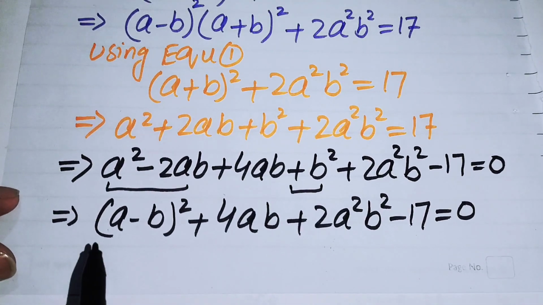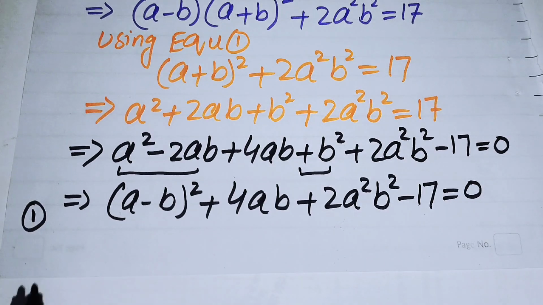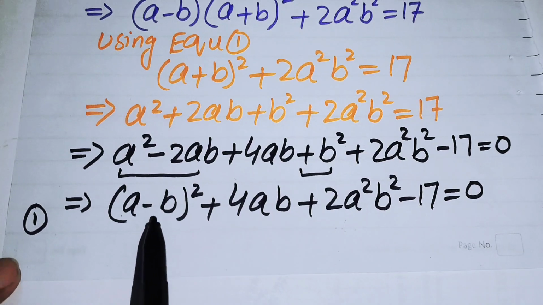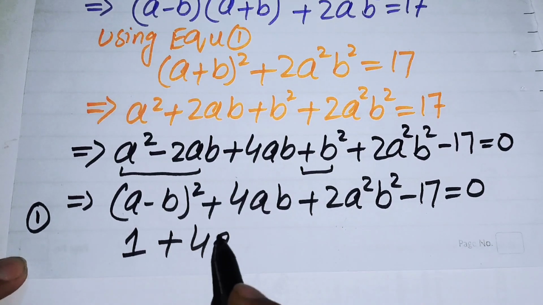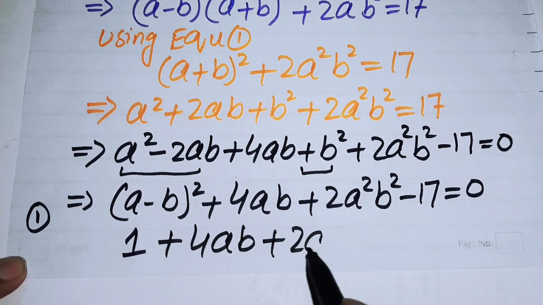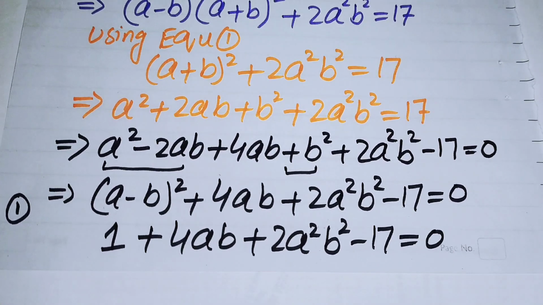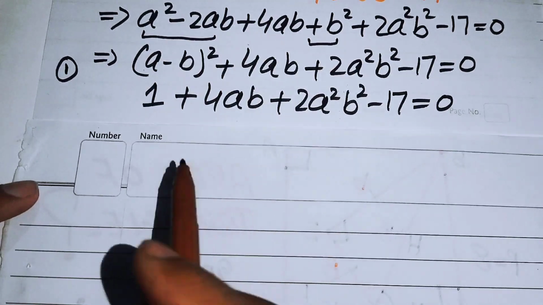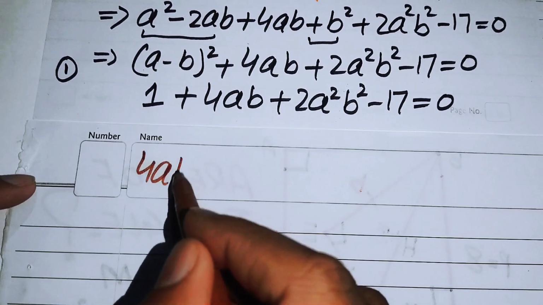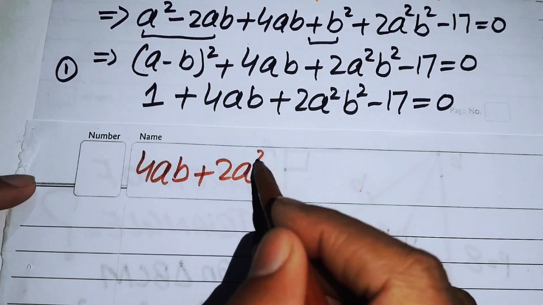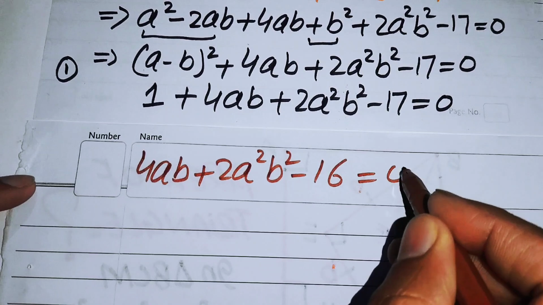And now again, you see here in equation number 1, so here we use equation 1, a minus b equals to 1, so a minus b squared is also equal to 1, so here we get plus 1 and 4 times ab plus 2 times a squared b squared minus 17 equals to 0. And in the next step you just subtract 1 by 17 and we obtain here 4 times ab plus 2 times a squared b squared and 1 minus 17 equals to minus 16, and this whole equals to 0.